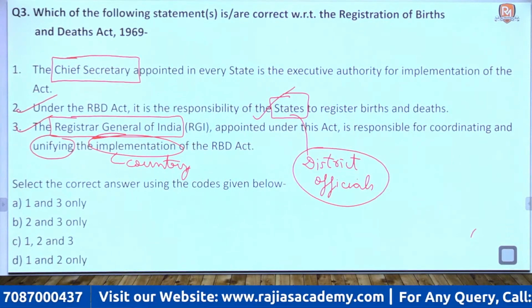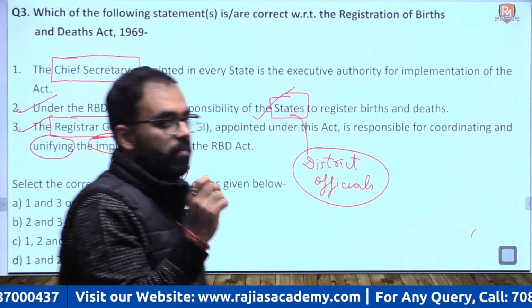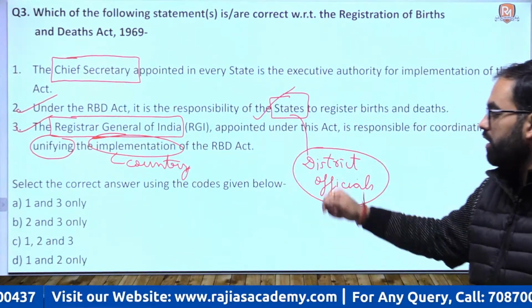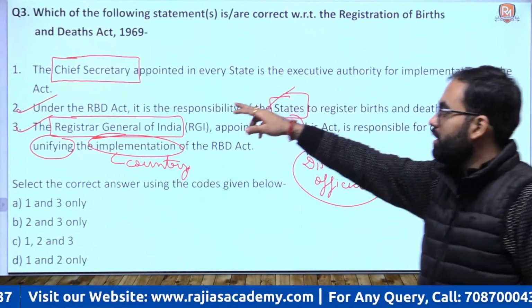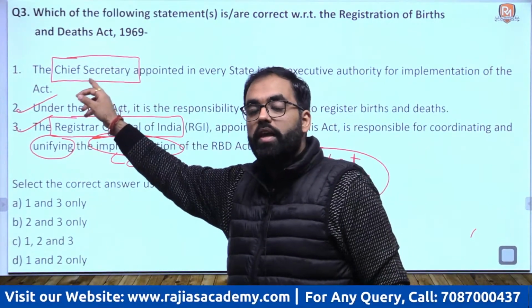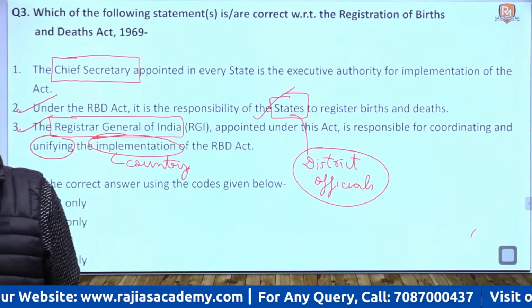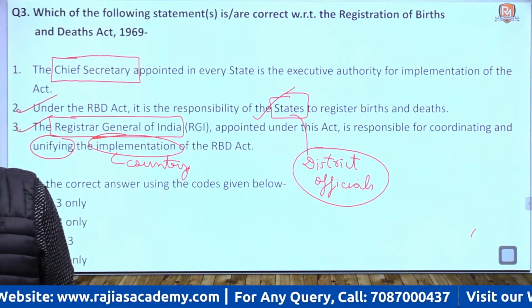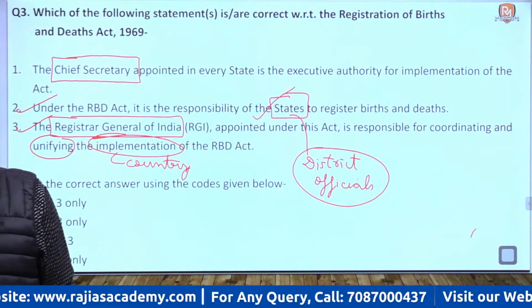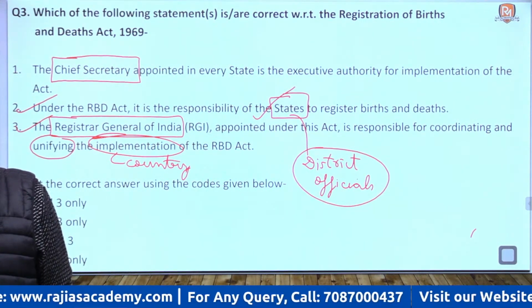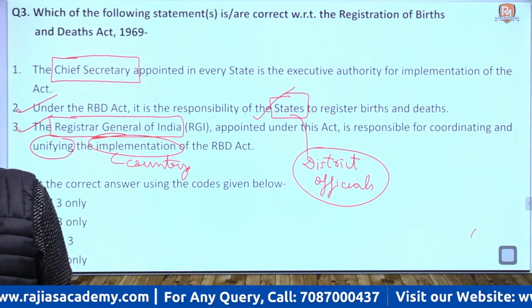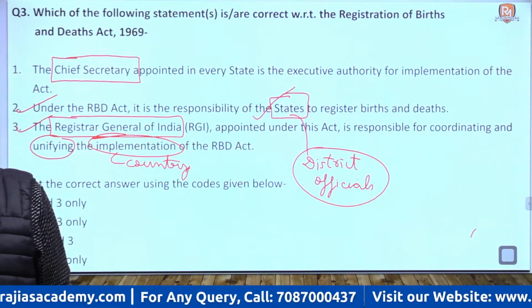Those of you who have marked answer B, that is, you are saying that 2 and 3 are correct, then who is the authority that should be placed here instead of the Chief Secretary? If it is not the Chief Secretary, I am asking you to mark that authority in the comment section: then if not the Chief Secretary, whom?